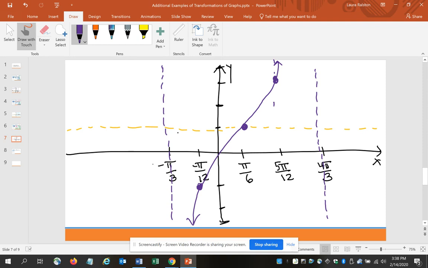Okay, that's the graph of y equals 2 tangent of (x minus pi/6) plus 1. It's a little bit trickier. Let's try one more.